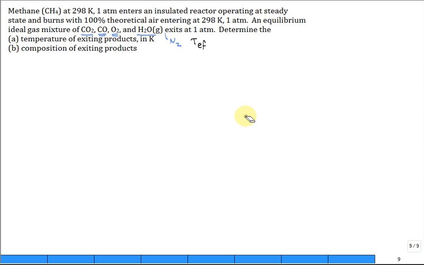After we calculate for part A the equilibrium flame temperature, then compute the composition of the products. So we want the mole fraction of CO2, the mole fraction of carbon monoxide, the mole fraction of oxygen, the mole fraction of water vapor, and the mole fraction of N2. That's what we're asked to solve. How do we approach this problem?